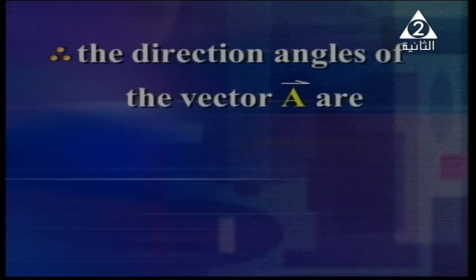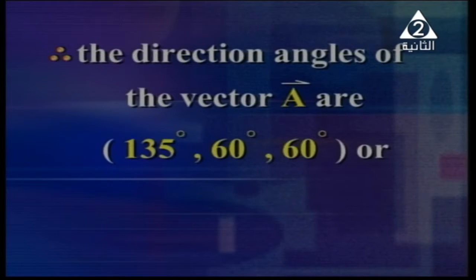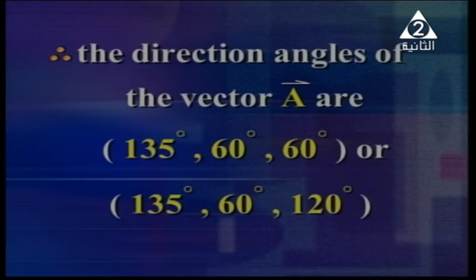After that, the direction angles of vector A are 135, 60, 60 or 135, 60, and 120. Why? Because theta has two values. If theta lies in the first quadrant, it is 60 degrees, but if theta lies in the second quadrant, it equals 120 degrees. This is the direction angles of the vector A.